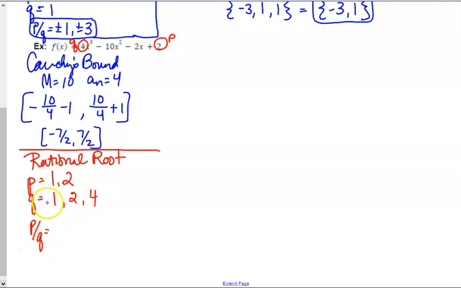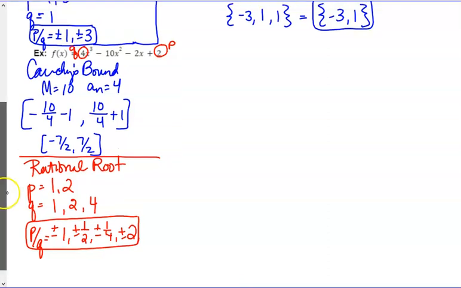Now, our p's over q's, we have to figure out what are all of these possibilities. So I'm going to start with 1 over 1. Then 1 over 2, and 1 over 4. Each one of those with a plus or minus. So plus or minus 1, plus or minus 1/2, plus or minus 1/4. Now I turn to the 2, and I do that with each one of them. So 2 over 1 is 2. I don't have that, so let's add it. 2 over 2 gives me a 1, which I already have. And 2 over 4 reduces to 1/2, which I already have as well. So this becomes the entire list of possible rational roots for our function.